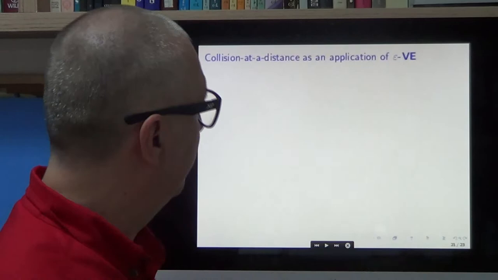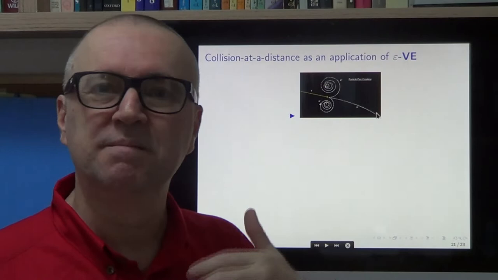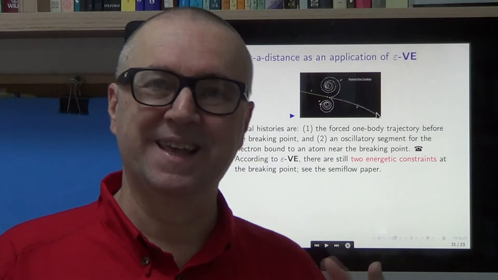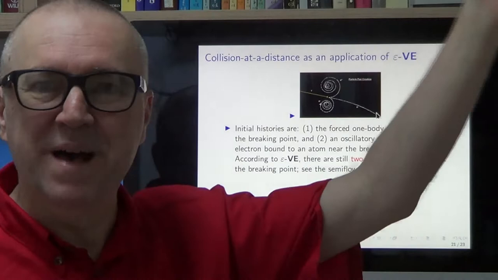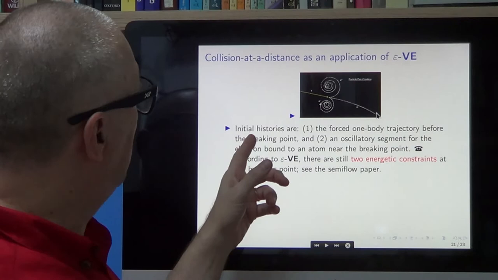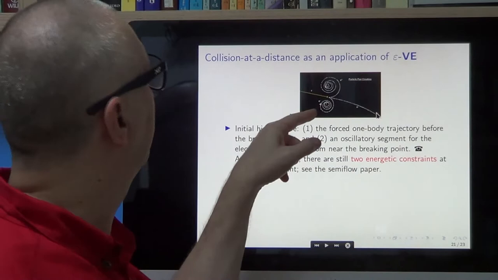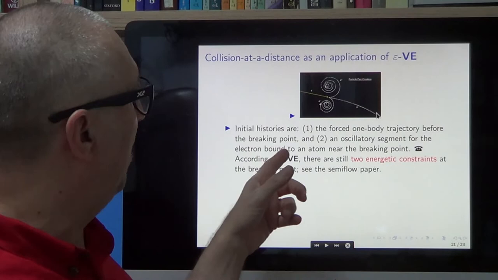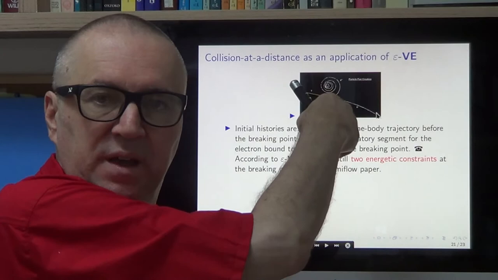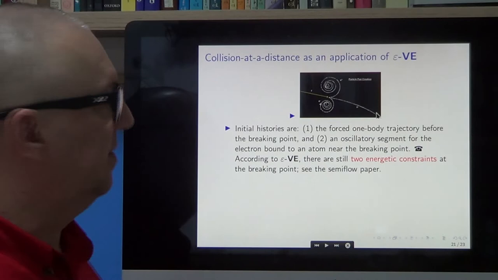So, collision at a distance as an application of electron VE. Very simple. How do you do it? To integrate a problem like this, as I already told you, is a bit harder than integrating the Schrödinger equation because it's an infinite dimensional problem. You need histories first, okay? Because you see them at the distance and you see the segment of history. So the initial histories, I suggest, the forced one-body trajectory before the breaking point for this electron. There was another electron here bound to an atom. Put an oscillatory segment for the electron bound to an atom near the breaking point. You won't see it because in this picture it is in the atomic magnitude. And the electron comes out like this. And you don't need this.